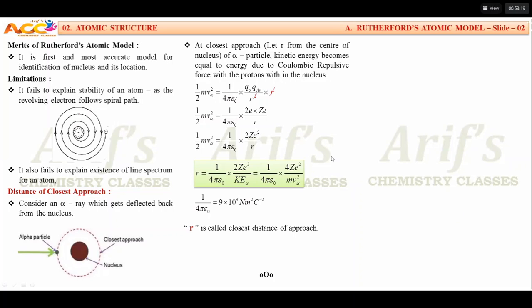Q is charge. Charge on an alpha particle. Each alpha particle carries 2 times the positive charge. What is a positive charge? E. Charge of electron, charge of proton, both are the same. 2e is the charge of the alpha particle. Ze is the charge on the gold nucleus. In case of gold, Z is 79. If you are taking some other element, Z has to be changed.